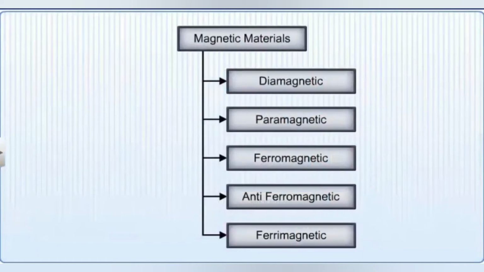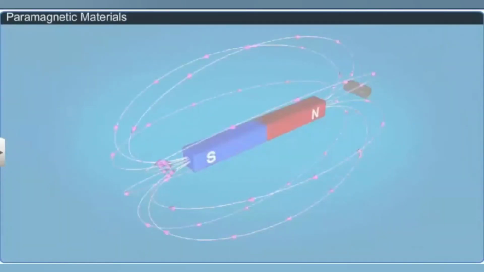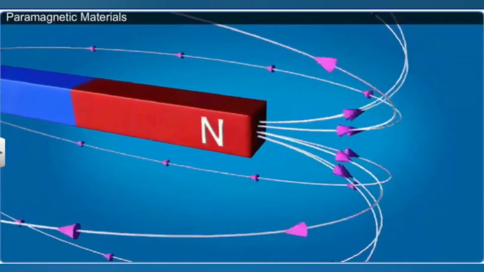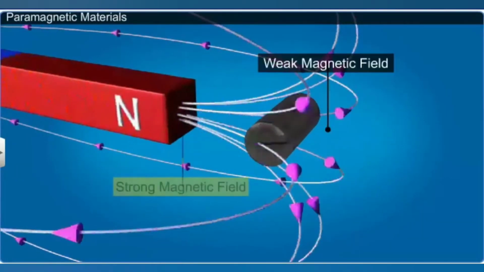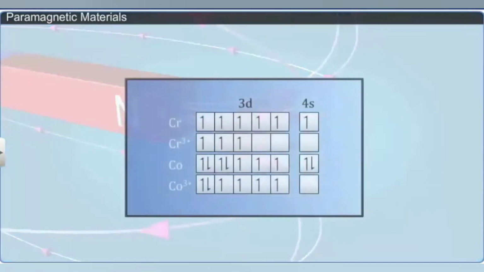Next is paramagnetic substances. Substances which are weakly attracted by an external magnetic field are called paramagnetic substances. So when a bar of paramagnetic material is placed in a non-uniform external magnetic field, it tends to move from a region of weak magnetic field to a region of stronger magnetic field. The property of paramagnetism is shown by the substances due to the presence of one or more unpaired electrons which are attracted by the magnetic field.